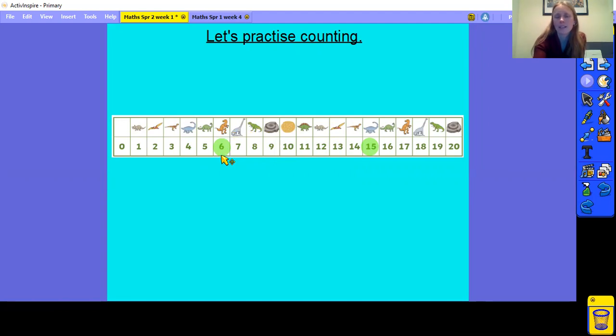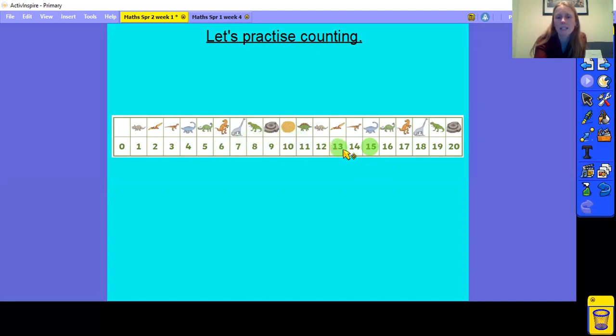Let's start at 6. Off we go. 6, 7, 8, 9, 10, 11, 12, 13, 14, 15. This time, let's count backwards. Don't forget, when we count backwards, our numbers get smaller. Off we go. 15, 14, 13, 12, 11, 10, 9, 8, 7, 6.